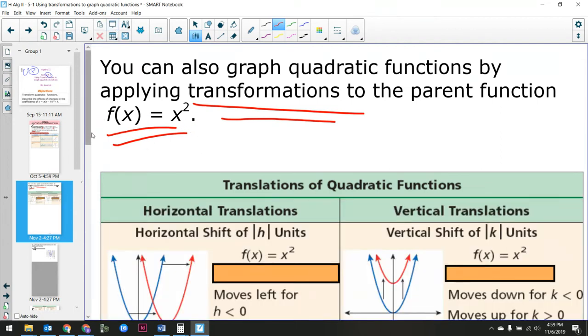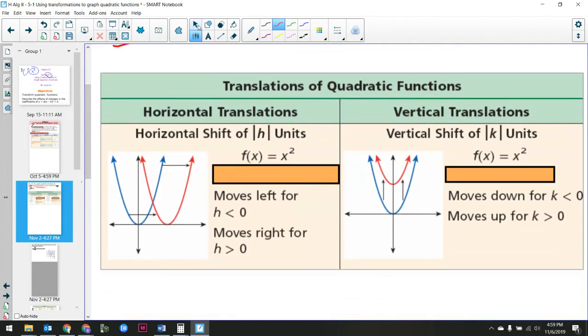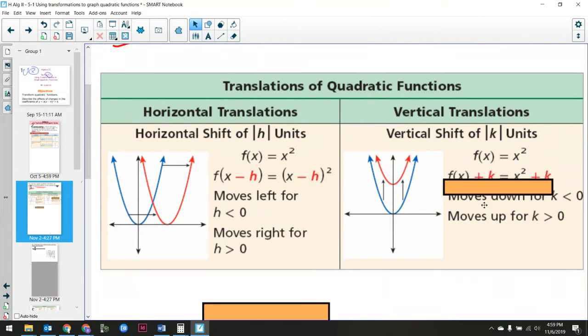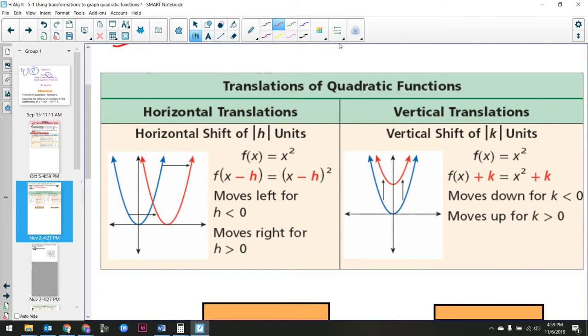So let's talk about the transformations. All right, let's talk about our two most basic ones. We've got the horizontal translation and the vertical translation. I'll move these down here. Okay, so take a look here. A horizontal shift. That's what we should be writing down. Everything else is the same, but this is how it applies to quadratics. Same thing here.